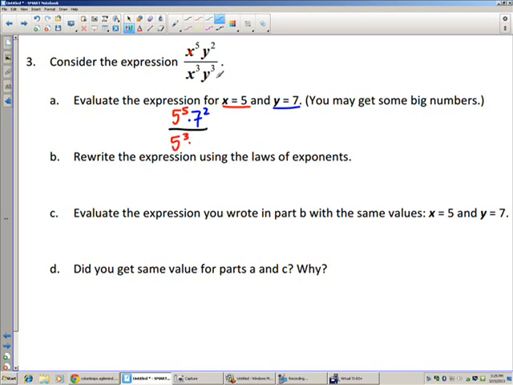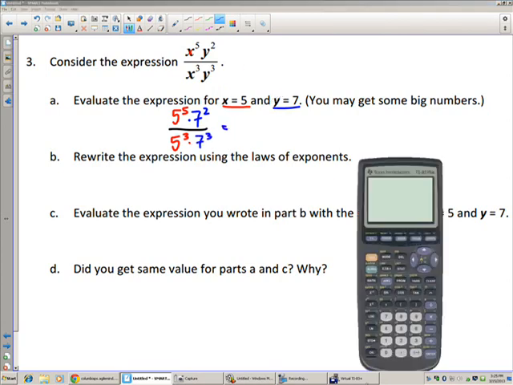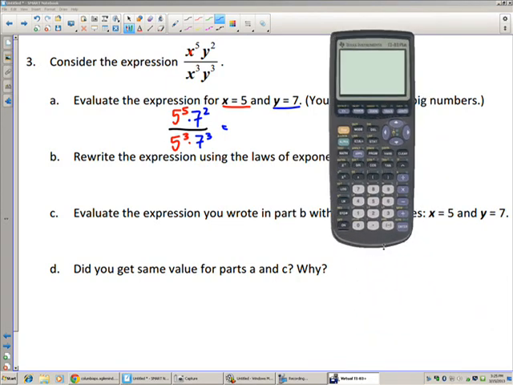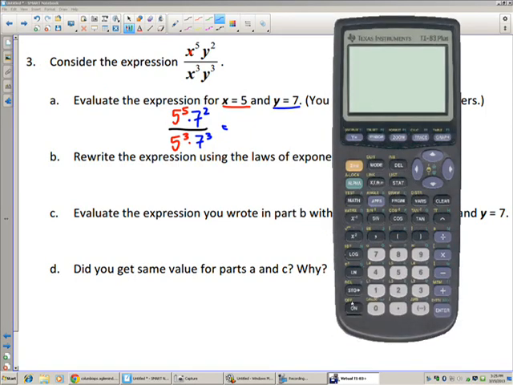Now we actually have to evaluate this, which essentially means work it out for an actual numerical value. Put it in the calculator, see what we get. So it warns us we could get some big numbers, so let's be on the lookout for that. Let's clear our calculator. On the top we have 5 to the 5th power, and we're going to multiply that times 7 to the 2nd power. And then we'll divide that on the bottom by 5 to the 3rd power times 7 to the 3rd power.